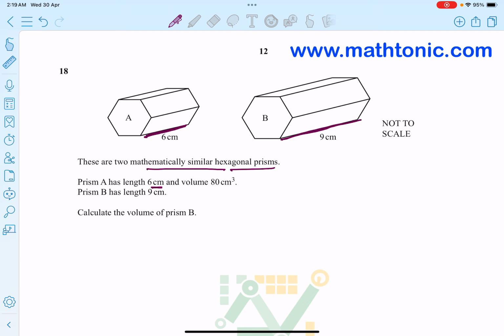So prism B has a 9 centimeter side. The volume of prism A is given as 80 centimeter cube. So the question is, find out the volume for this one.